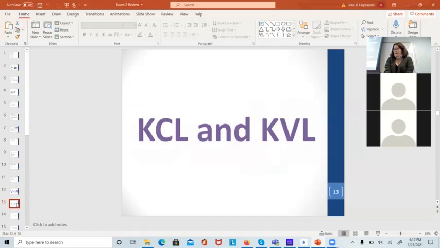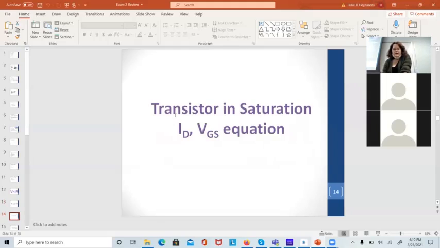KCL and KVL. Is there any place on this circuit where I know 2 of the voltages going into a node and the only thing I don't know is the 3rd voltage? Can I apply these things easily? And KVL is a little bit harder to apply, so I maybe save that one for last. But go ahead and apply the simple things when you're calculating the DC bias. If the transistor's in saturation, and every transistor on this exam will be in saturation, you know the ID/VGS equation. If I know one of them, I can calculate the other one fairly simply. So that's another thing you can shoot for.